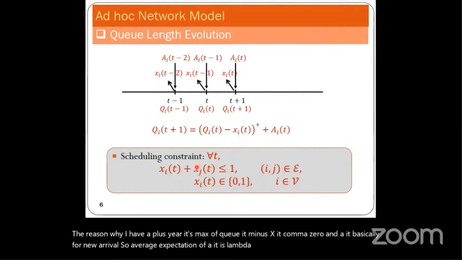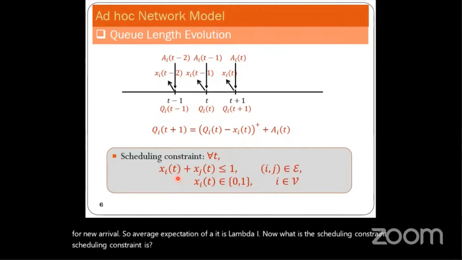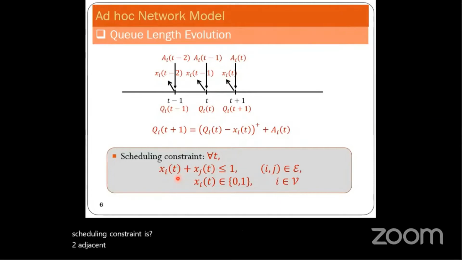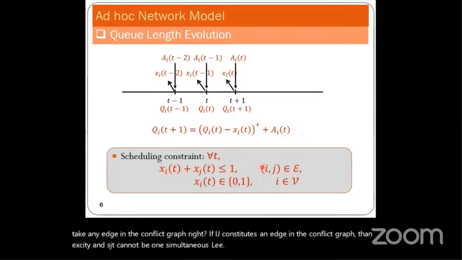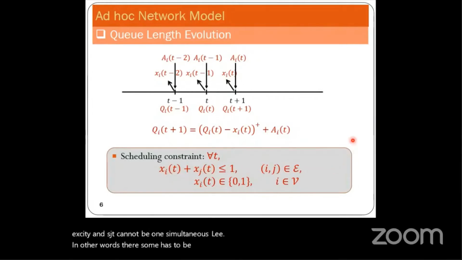Now what is the scheduling constraint? The scheduling constraint is that two adjacent links in the conflict graph should not be activated at the same time. So take any edge in the conflict graph, right? If ij constitutes an edge in the conflict graph, then X_i(t) and X_j(t) cannot be one simultaneously. In other words, their sum has to be less than or equal to 1. So this is the scheduling constraint, and this is how queues evolve.